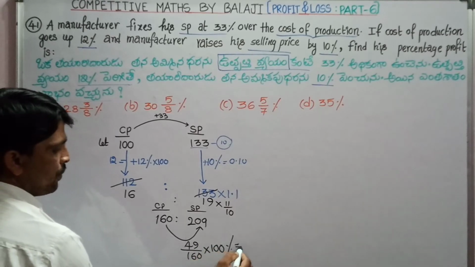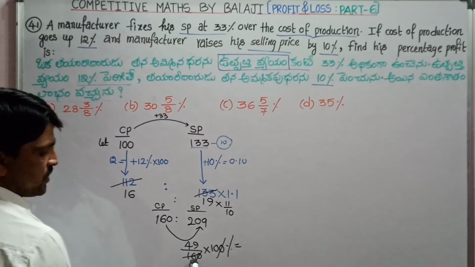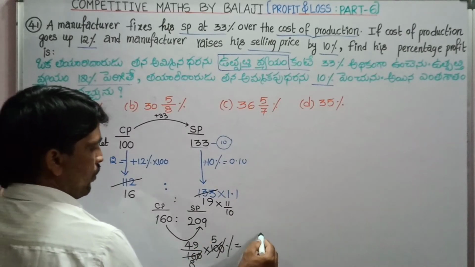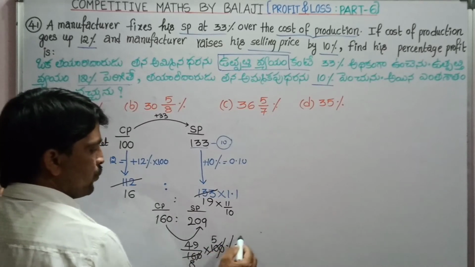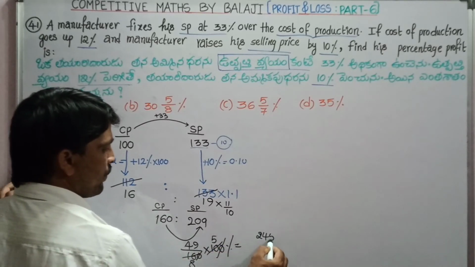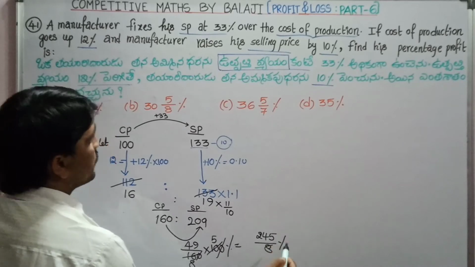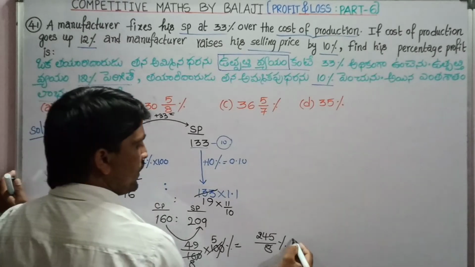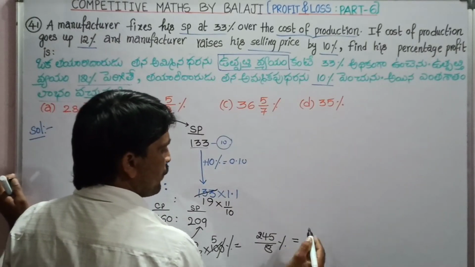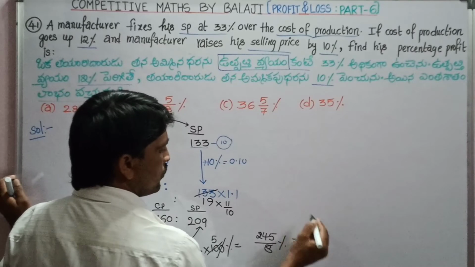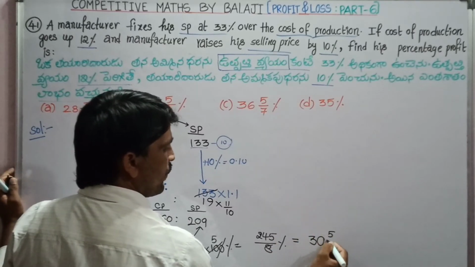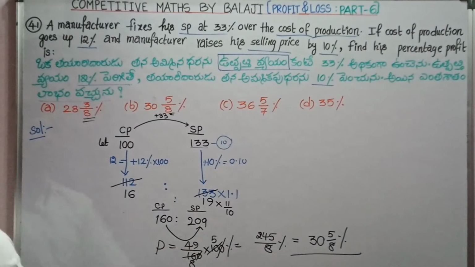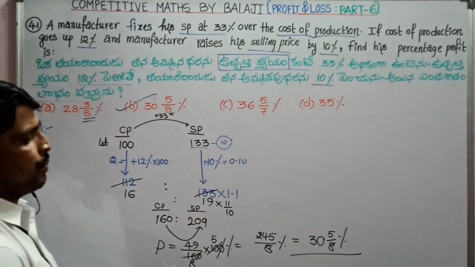So multiply by 100%. 8 2s are 16, 2 5s are 10, 49 into 5 is 245. 245 by 8%. The denominator is always 8, so divide it. 8 3s are 24, 5 is the remainder, so put a 0. 30 whole 5 by 8 percent is the profit.